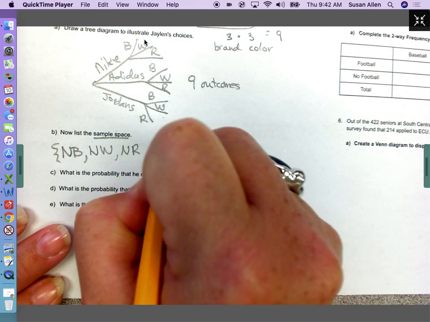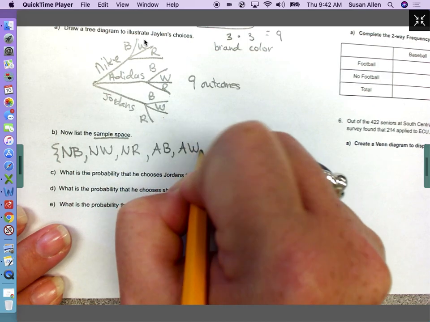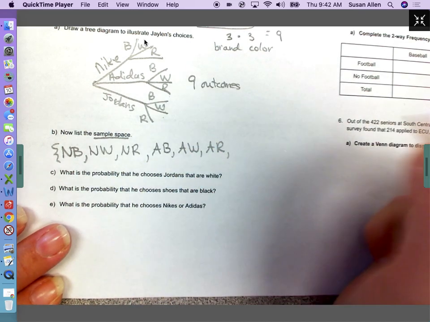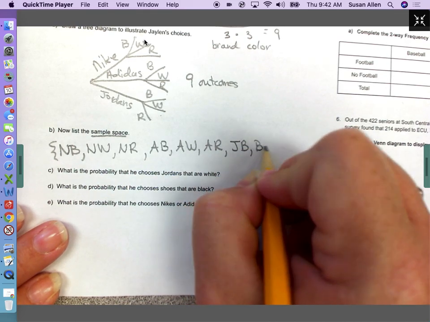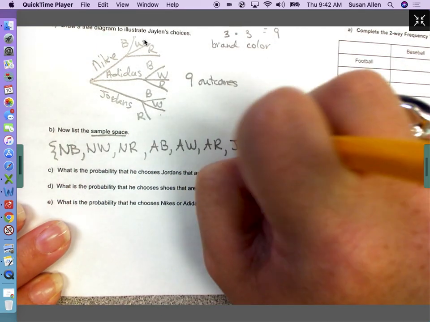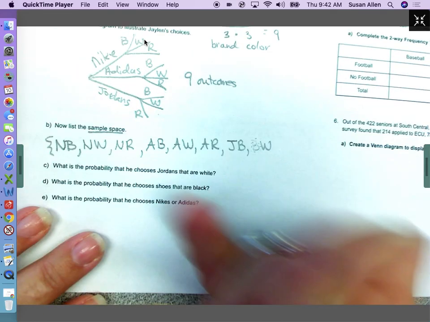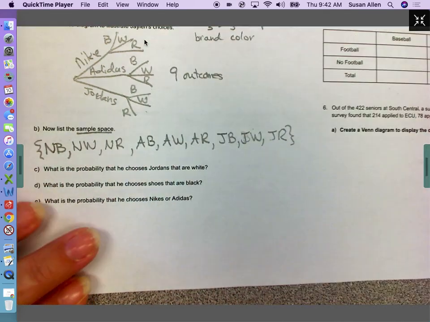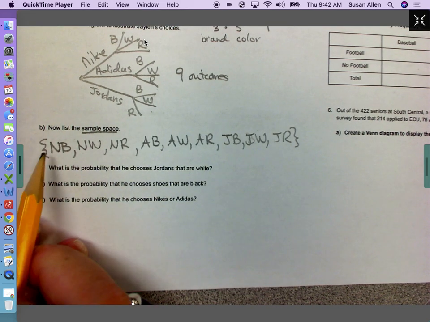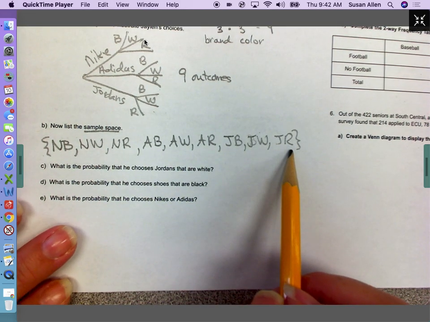Next, Adidas that are black, Adidas that are white, or Adidas that are red. Then Jordans that are black, Jordans that are white, or Jordans that are red. And we are going to close it with a brace. Please make sure you begin with a brace and end with a brace.